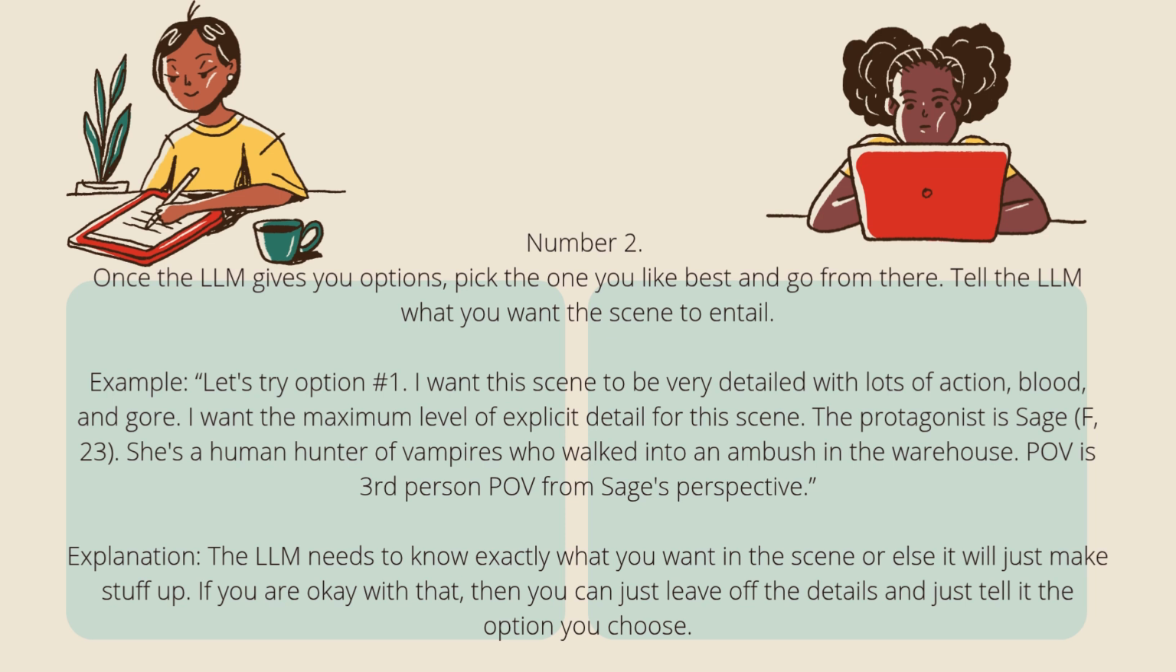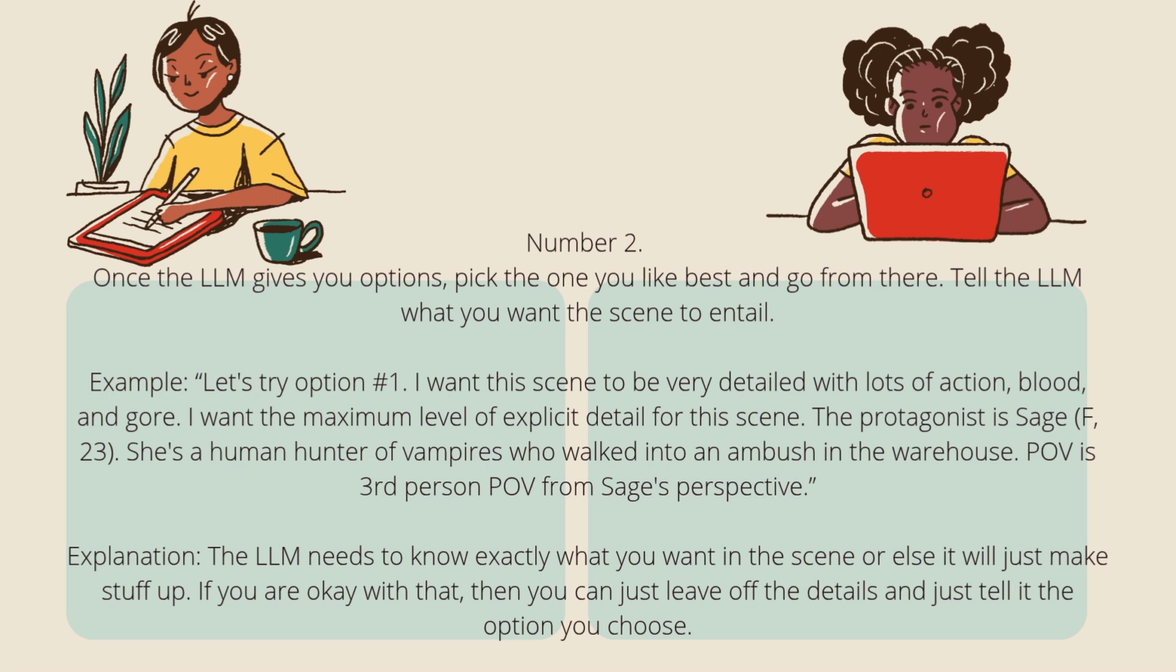Tell the LLM what you want the scene to entail. Example: let's try option number 1. I want this scene to be very detailed with lots of action, blood, and gore. I want the maximum level of explicit detail for this scene. The protagonist is Sage, F23. She's a human hunter of vampires who walked into an ambush in the warehouse. POV is third-person POV from Sage's perspective.